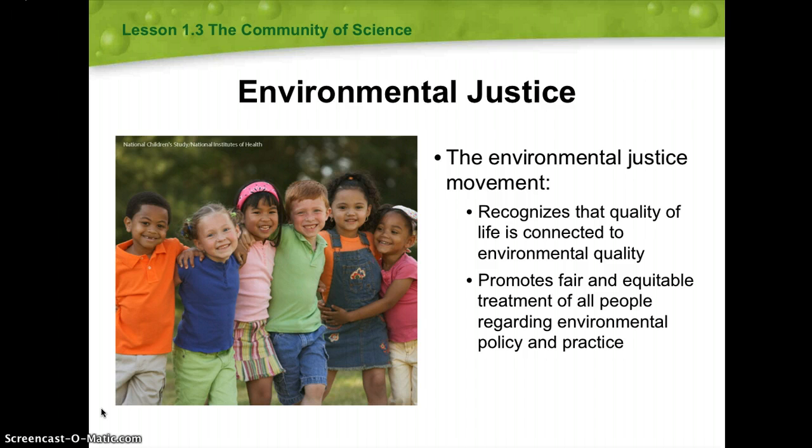Environmental justice. The environmental justice movement recognizes the quality of life connected to environmental quality. It promotes fair and equitable treatment of all people regarding environmental policies and practice.